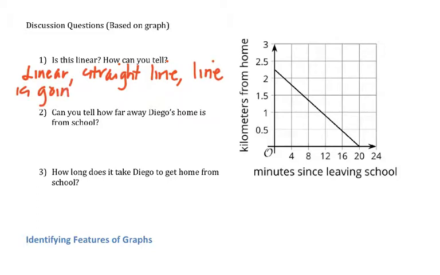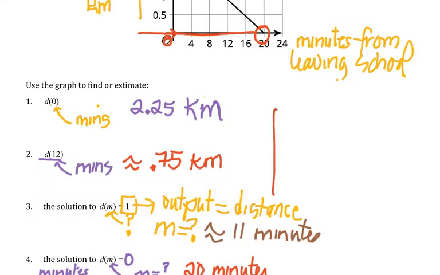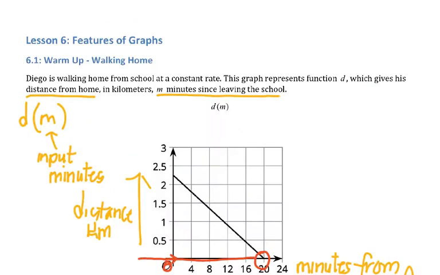And if you think, I'm going to actually go back to the description. So here we go. I'm going to go all the way back to the beginning. And right here, the problem says that Diego is walking home from school at a constant rate. So at a constant rate. So that is a linear situation, especially when it's matched with the straight line.